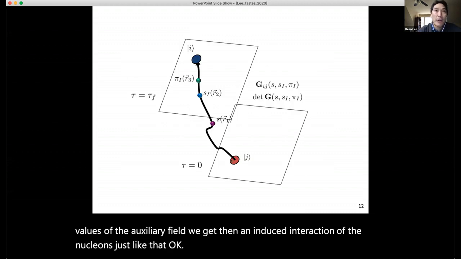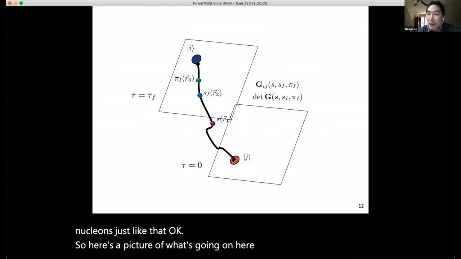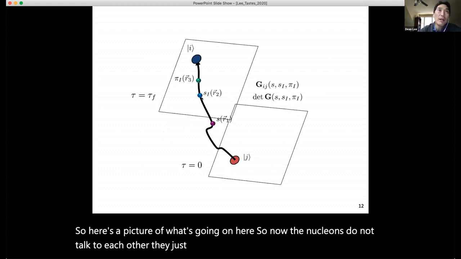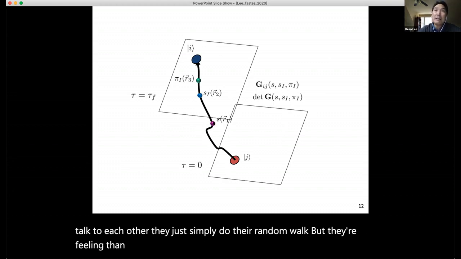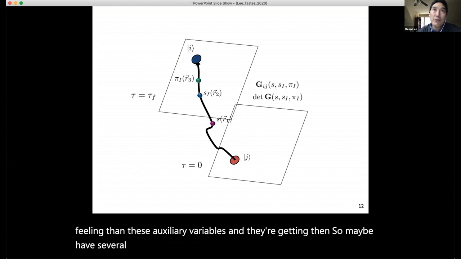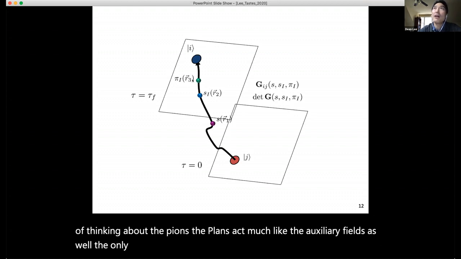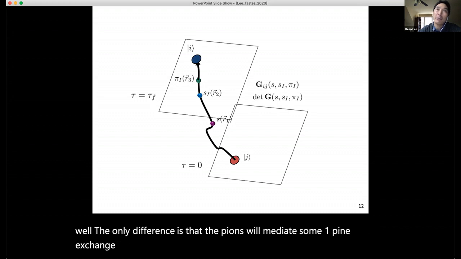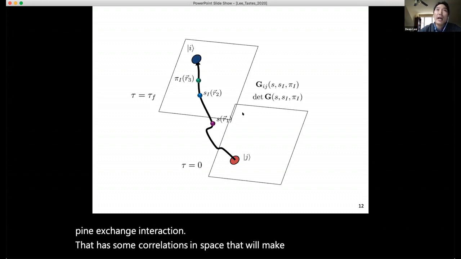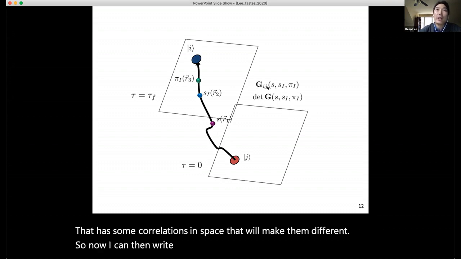So here's a picture of what's going on here. So now the nucleons do not talk to each other. They just simply do their random walk, but they're feeling then these auxiliary variables. Maybe I have several different auxiliary fields for different interactions. And this way of thinking about the pions act much like the auxiliary fields as well. The only difference is that the pions will mediate some one-pion exchange interaction that has some correlations in space that will make them different.